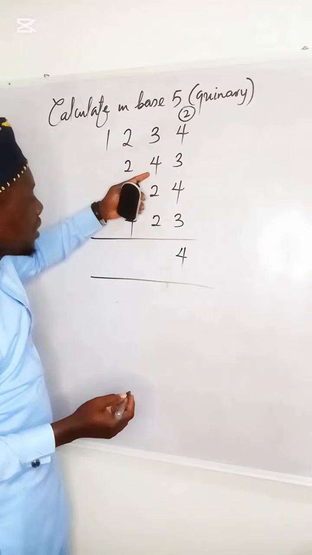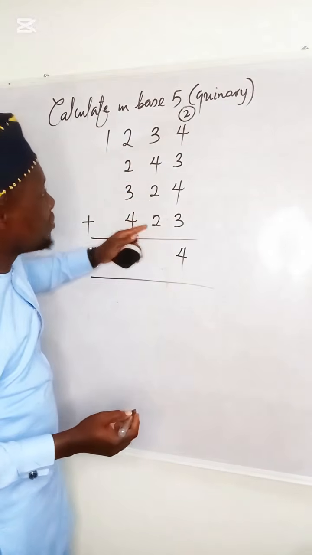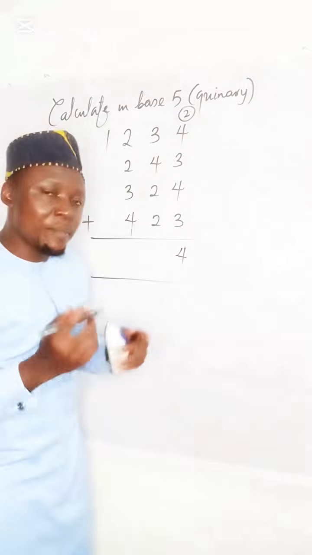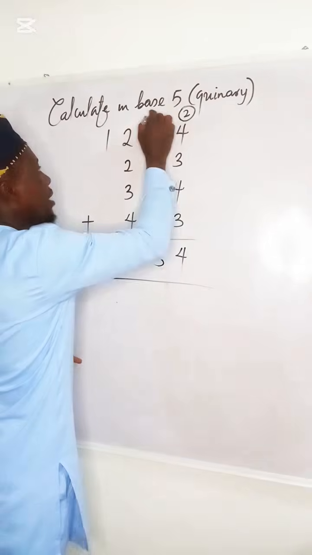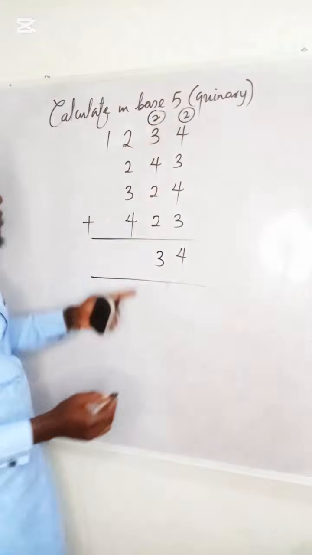3 plus 4 is 7, plus this 9, plus this 11. 11 plus 2, that is 13. How many 5s can we have in 13? Which is 2, remainder 3. Write your 3 and keep that 2 up here, okay, right? Because we are living in base 5, quinary.